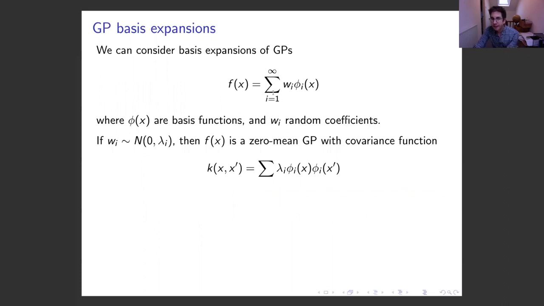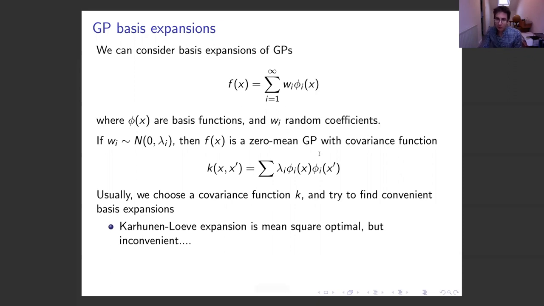So the way we do things is via basis expansions of Gaussian processes. If f is our function, we're going to think about f as a sum of basis functions, these phi i's, multiplied by random coefficients. Now if we pick these coefficients to be independent Gaussian random variables, then f turns out to be a Gaussian process. This is just a sum of Gaussians. And we can write down the covariance function here. It's not hard to do. The covariance function is just going to be a sum of the variances of our coefficients times the basis functions squared, essentially, added up.